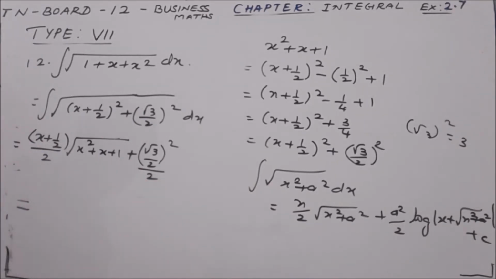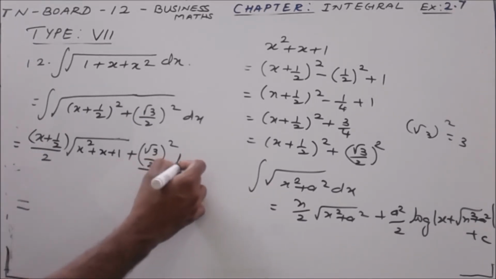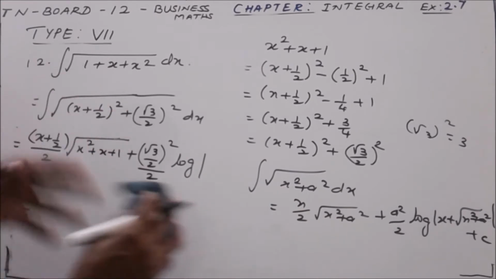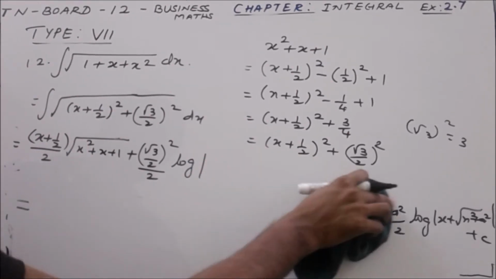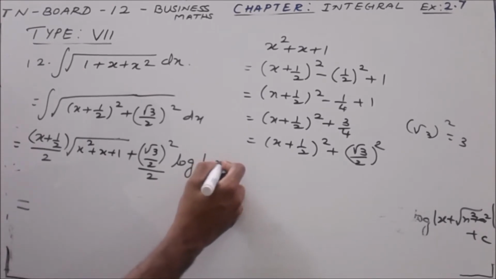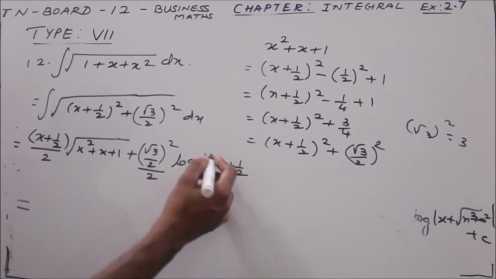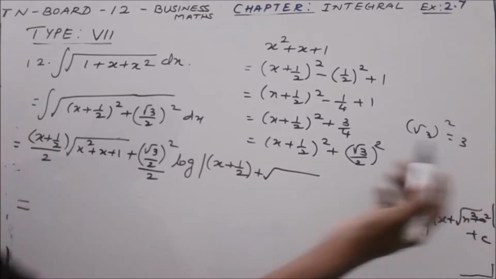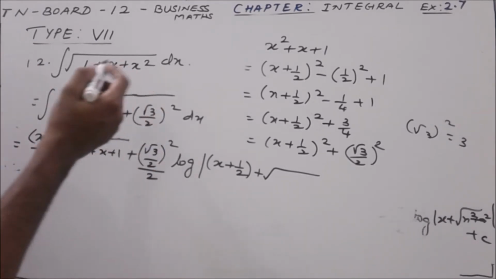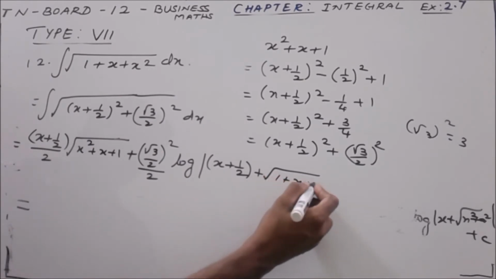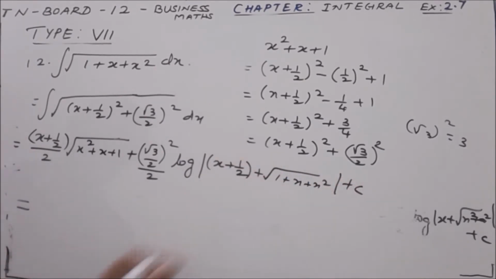Then a square by 2 log of modulus of x plus, that is, x means we have x plus 1 by 2, x plus 1 by 2. Then plus root of x square plus a square. X square plus a square means the same quadratic function, so you can write it as 1 plus x square or x square plus x plus 1.